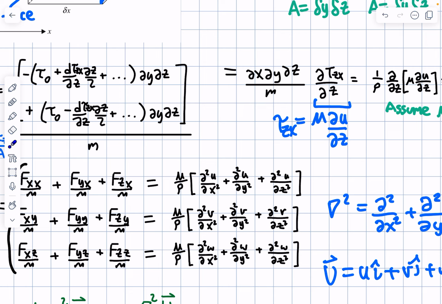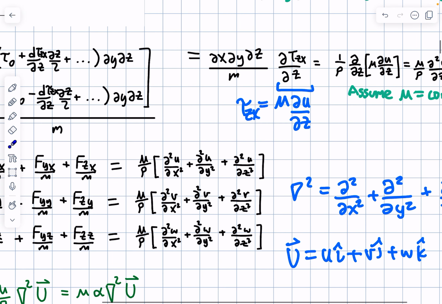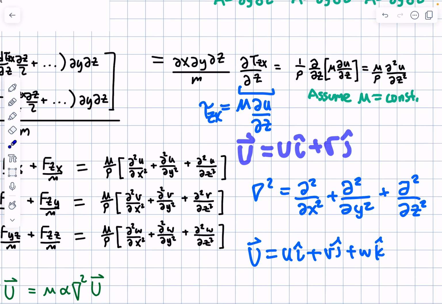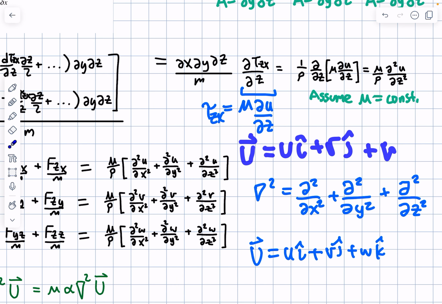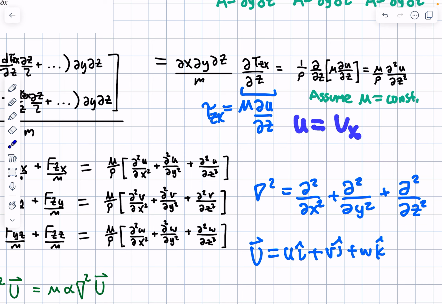I believe I have not explained what u, v, and w are. So u, the vector, is equal to u i plus v j plus w k, where u is the velocity in the x direction, v equals the velocity in the y direction, and w equals the velocity in the z direction.